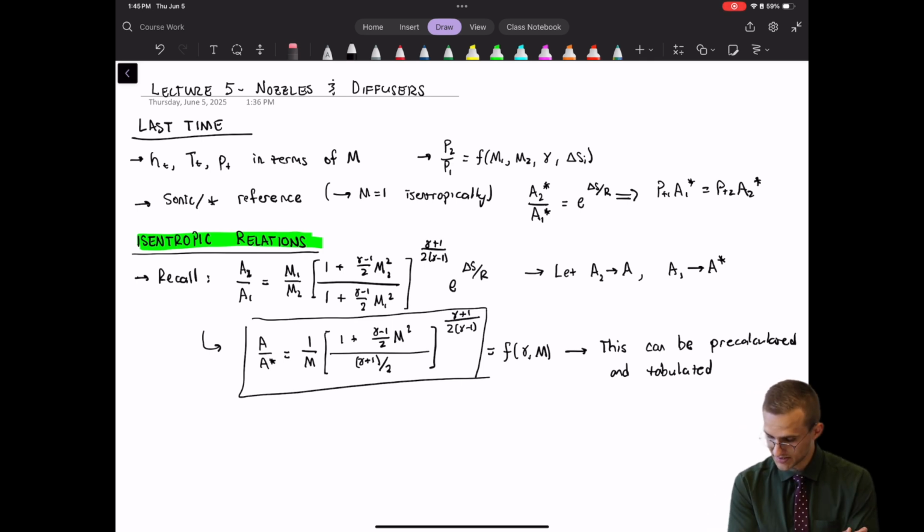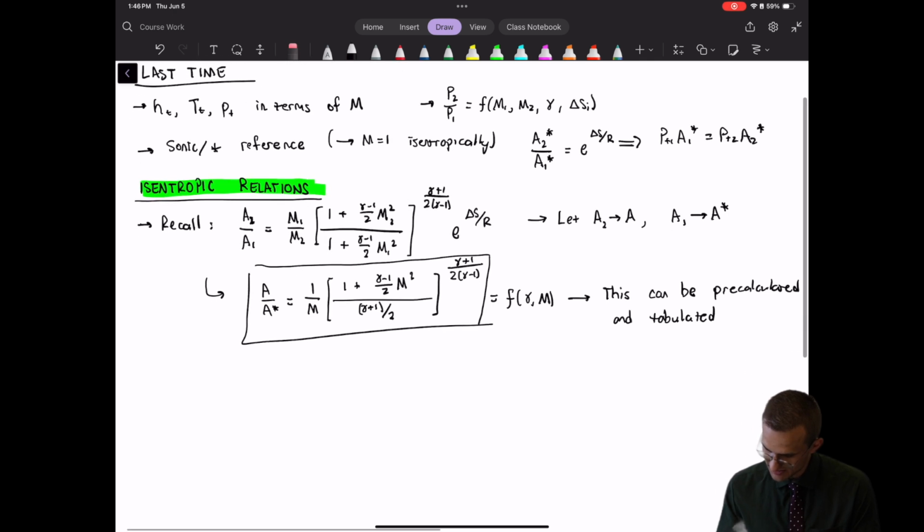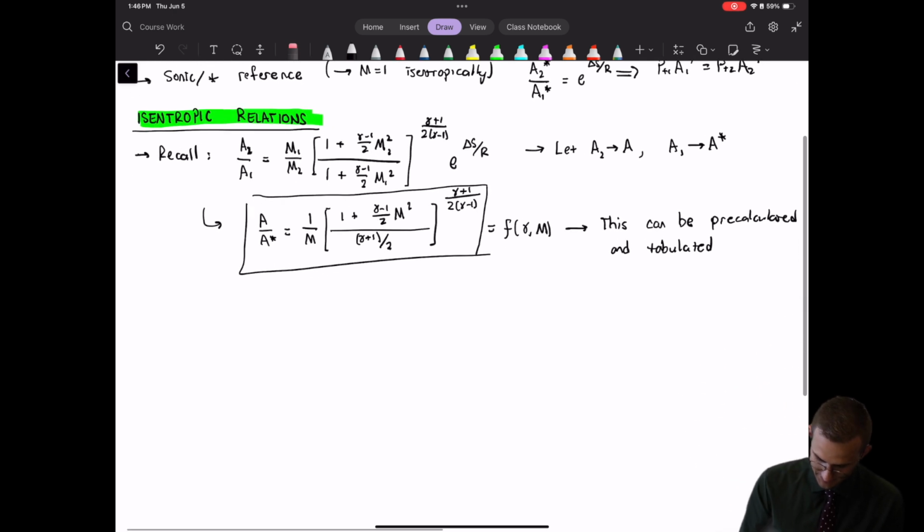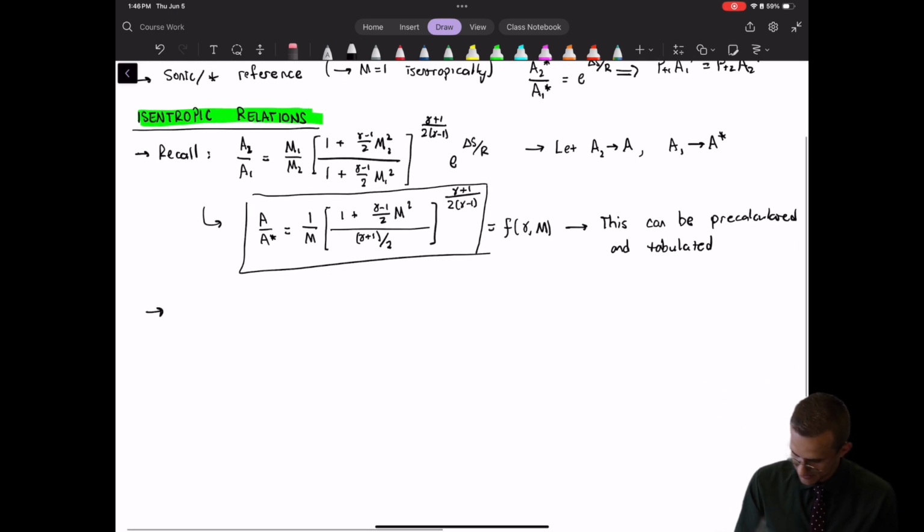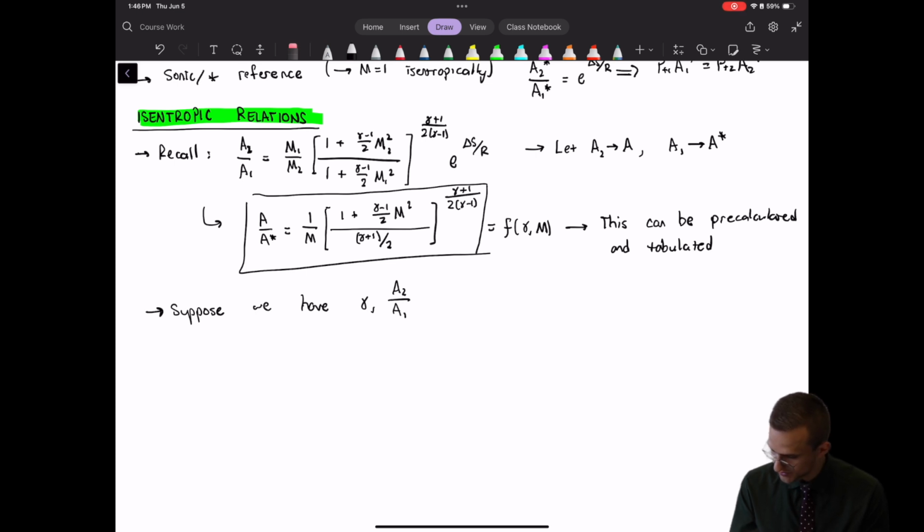So great. Now, to give you an idea of how you actually use these values, suppose we have gamma, we have the ratio of two areas, A1 and A2, and we know the Mach number at station 1.